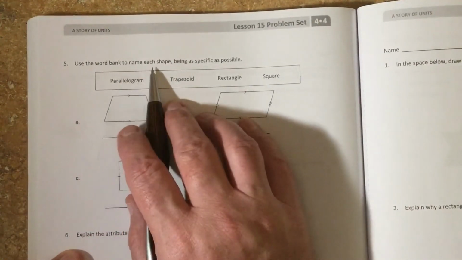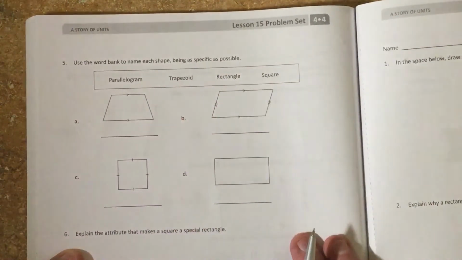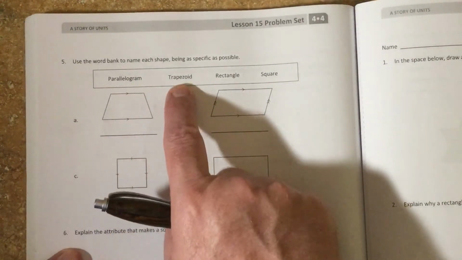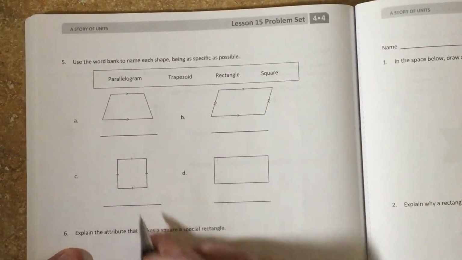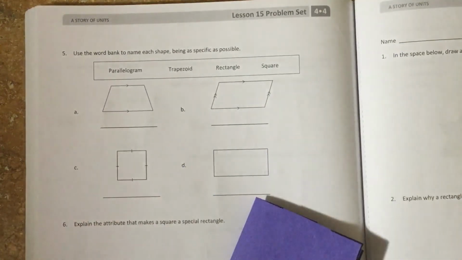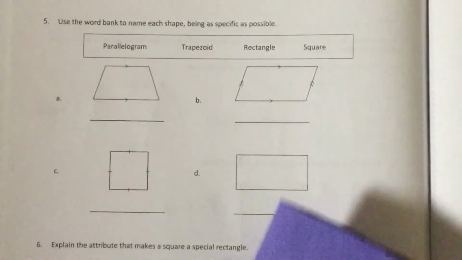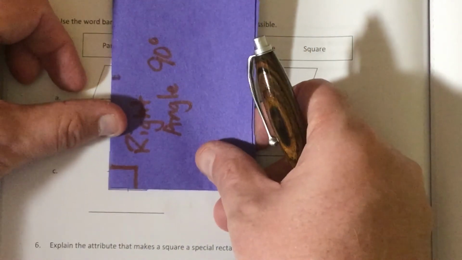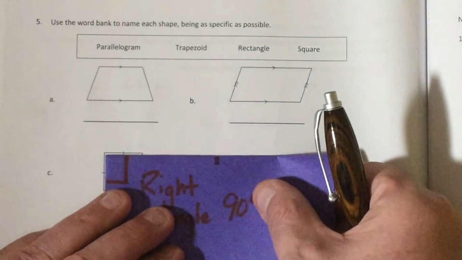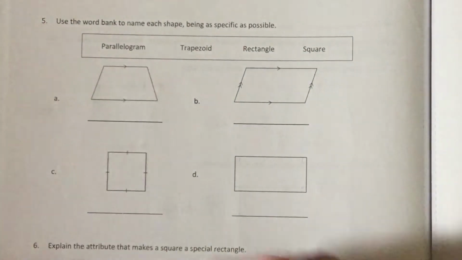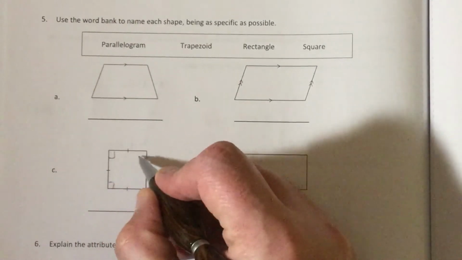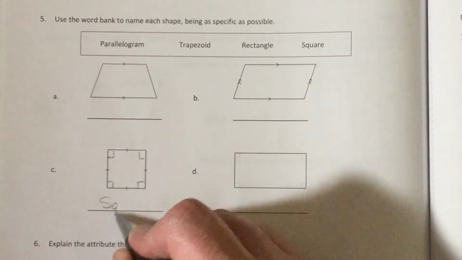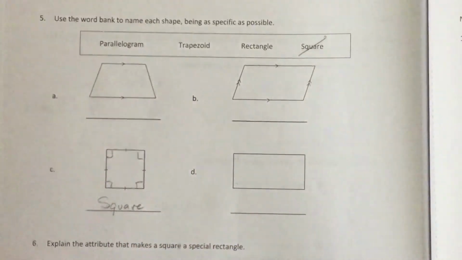Now when we turn the page, we have some matching. Use a word bank to name each shape, being as specific as possible. So we have parallelogram, trapezoid, rectangle, and square. Since we just did the square, I know this is marked, the sides are all the same length, and I'm going to assume that the angles are as well, and I'm just going to double check them with my right angle template. They are, so I could actually put the angles in here, and I know that is the square. So I'm going to go ahead and cross that off.